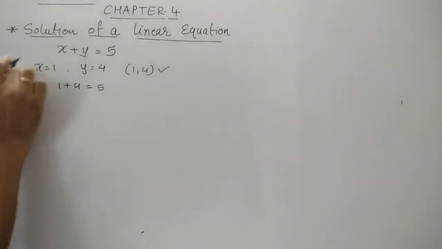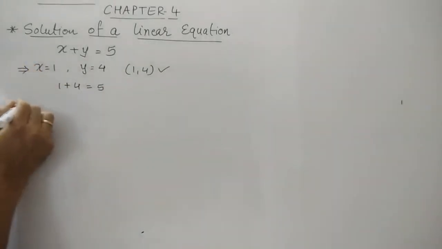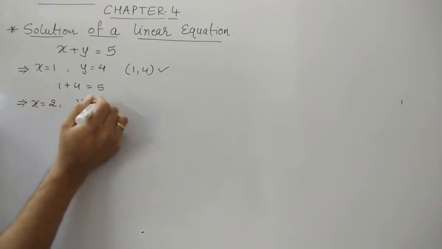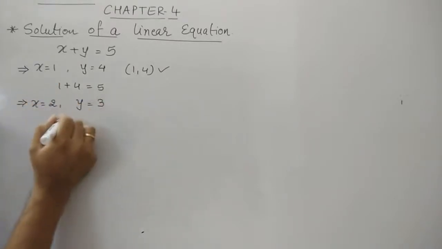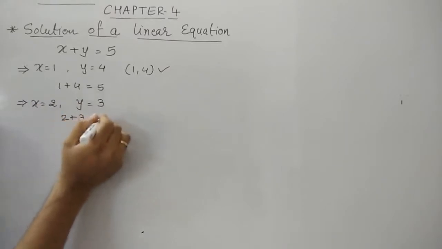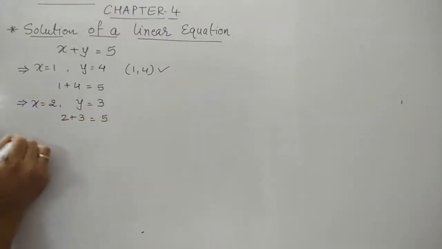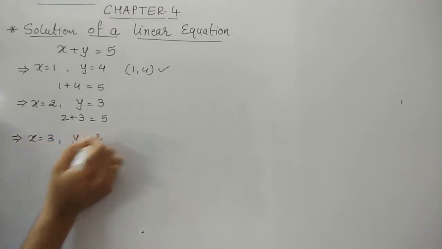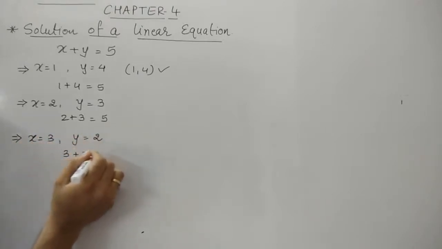Let's take one more example. If I take x equal to 2, then y will be 3. So you can see 2 plus 3 is equal to 5. One more, if I take x as 3, then y is equal to 2. So again 3 plus 2 is equal to 5.